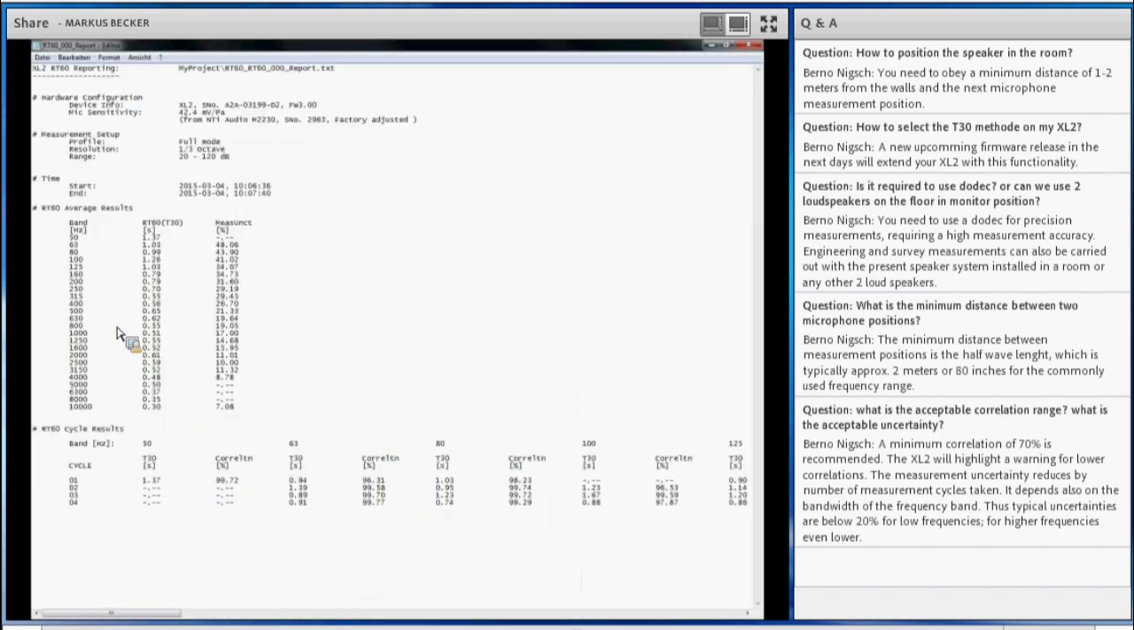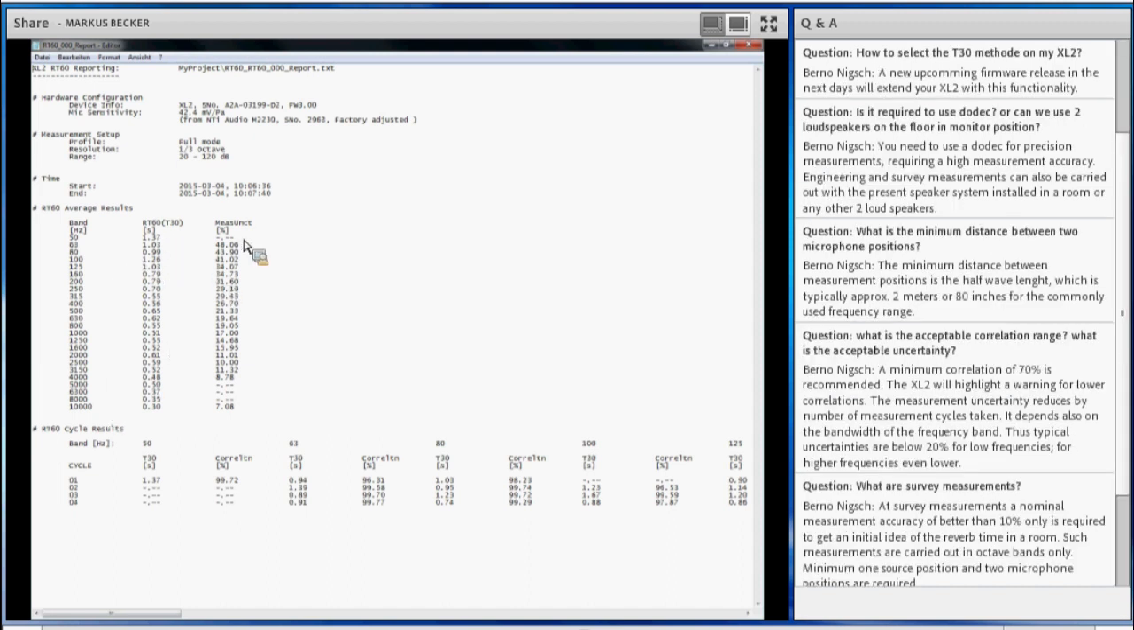First, I show you the contents of such a log file that is written in a text file format, so it can be opened by any editor. You see here the information of the test instrument, the settings, the date and time, and here the individual RT60 results for the corresponding third octave bands and the related measurement uncertainties. And down here we see the cycles, the number of cycles we have executed, again with the T30 result in this case and the corresponding correlation.